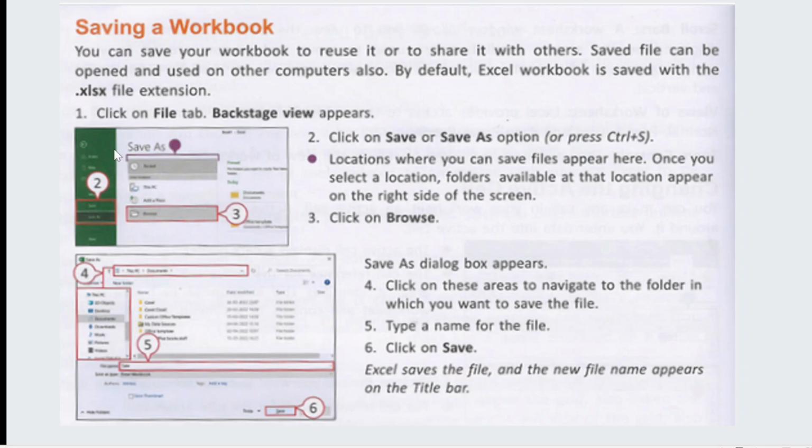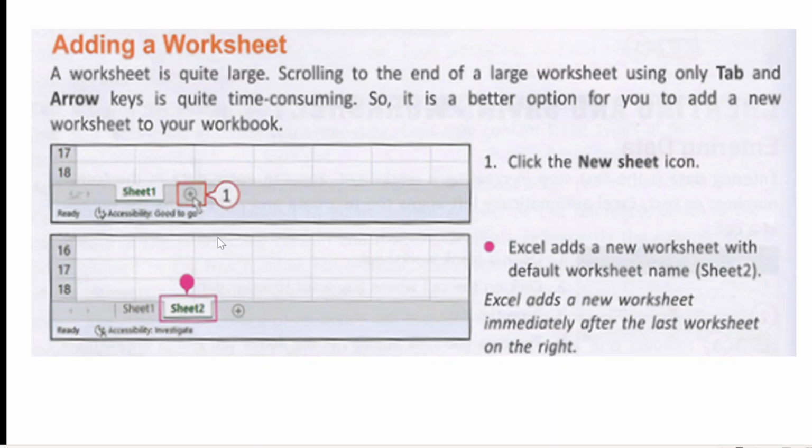So Backstage view appears. So this is where the Backstage view is. Click on Save or Save As option, which you can see here. This is the location where you can save the file. Once you select a location, folders available at that location appear on the right side of the screen. Here you can see the folders. Click on Browse. The Save As dialog box appears. So once you click on the location, this kind of dialog box will appear, like This PC, then other folders and so on. So you can type here the name of the file and simply click on Save. Here is the save button.